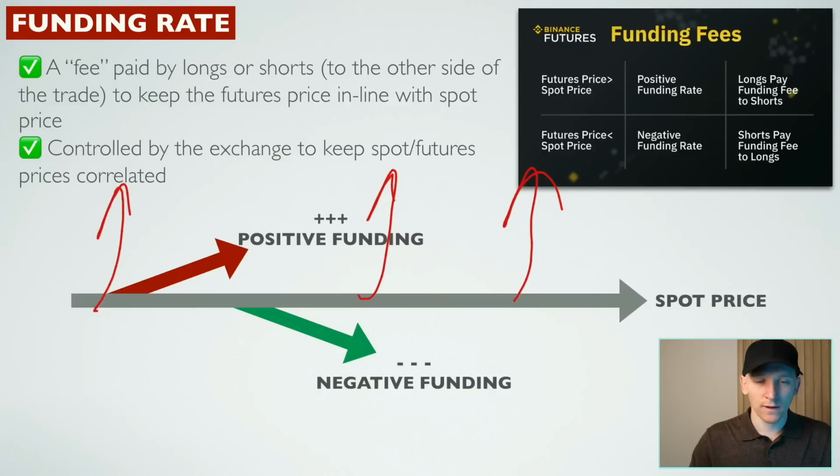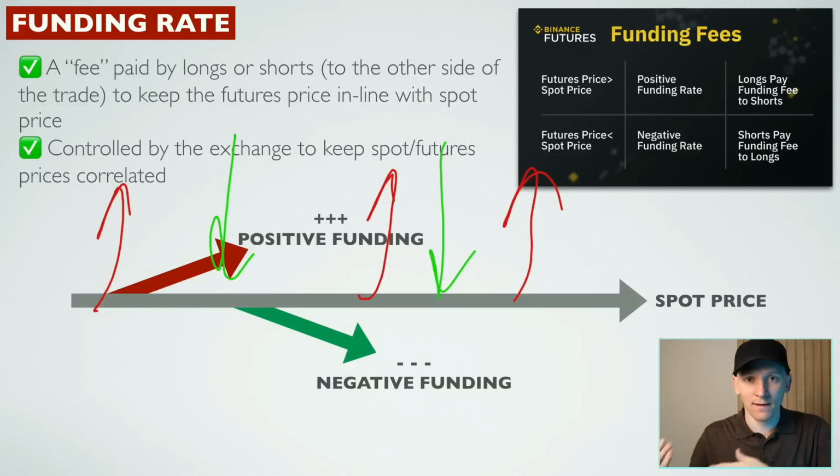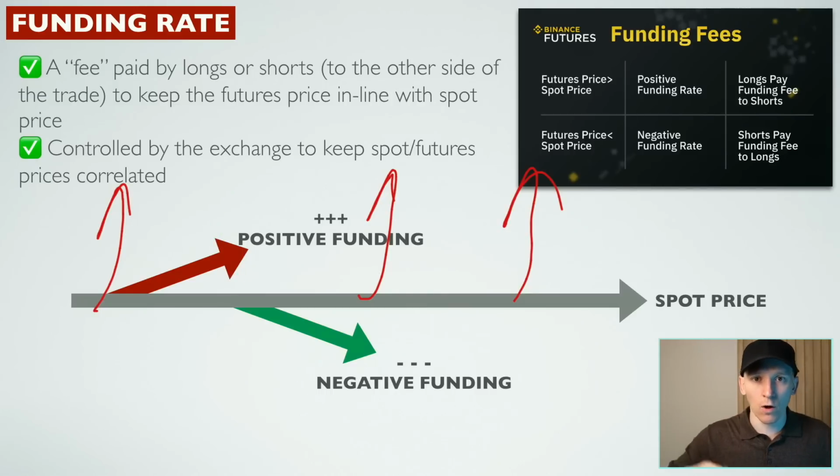So the exchange is going to come in and say, buyers are pushing the price up, positive funding, buyers have to pay this fee to the other side of the order book, the sellers, in order to disincentivize buying and incentivize sellers to come in and hedge out their positions and earn the funding fee. So positive funding is when longs pay a fee to the other side.